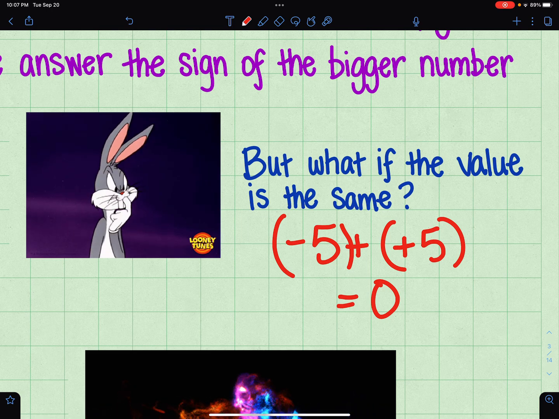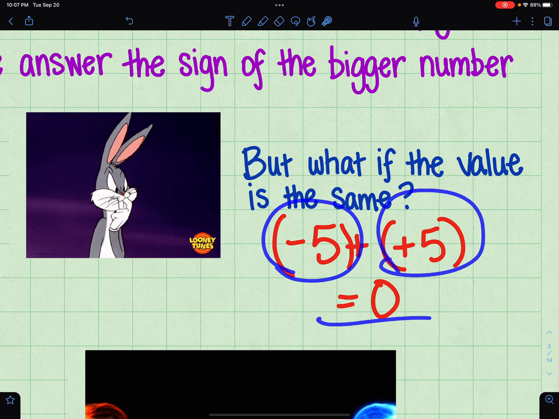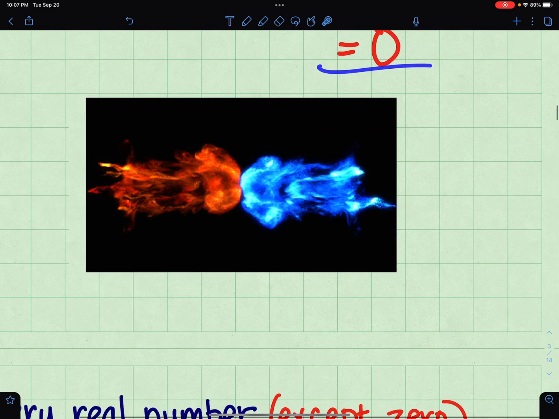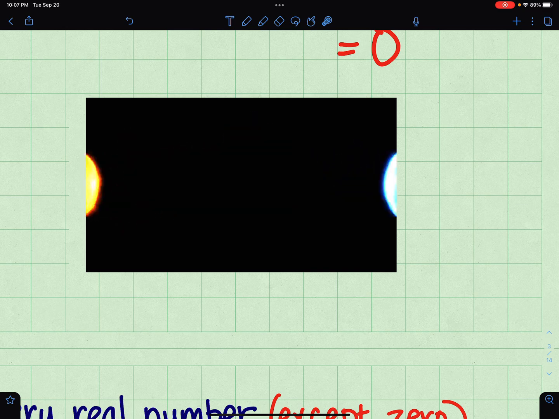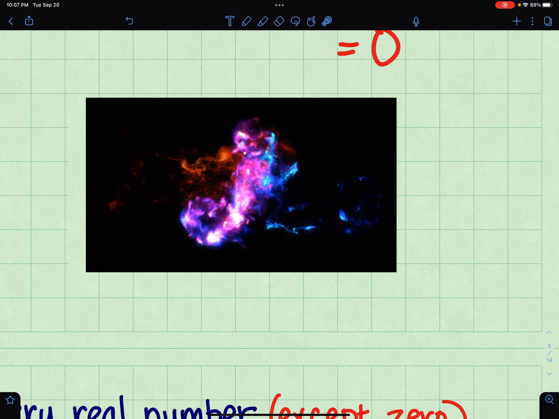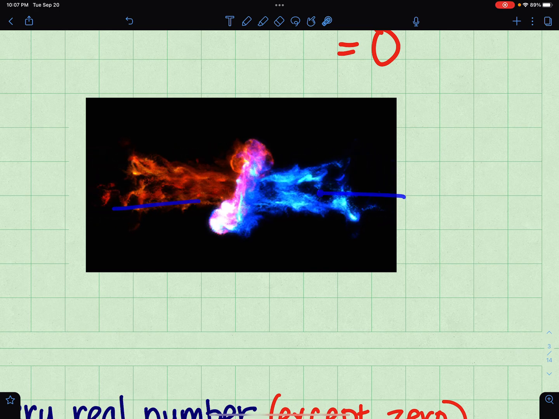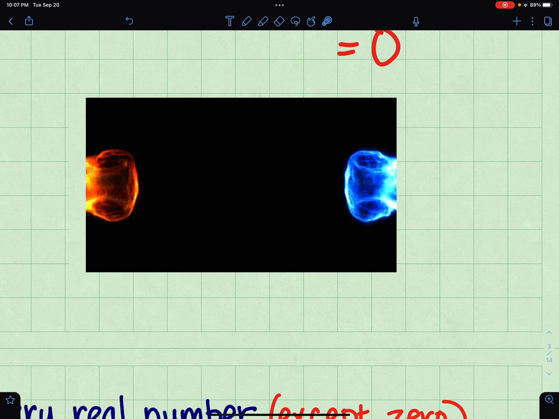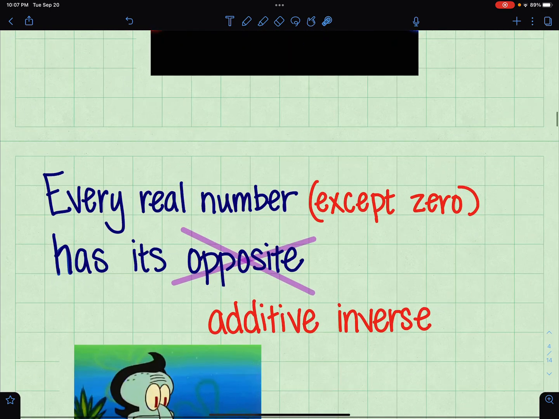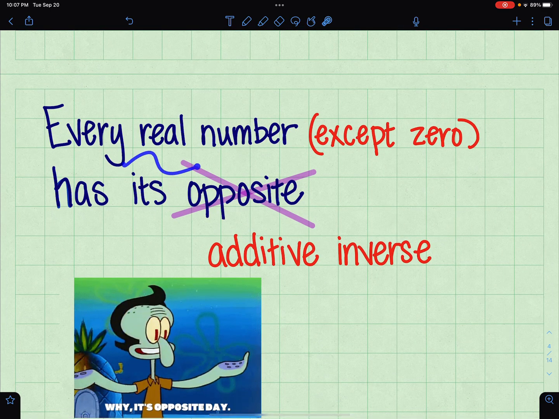So every number has its opposite. When you add the opposites together, you get 0. Let me say that again. Every real number has its opposite. That's why, because look at the red and the, like, they just come together and make nothing. It's zero. Okay, I'm going to say that one more time. Every real number, except zero, because zero doesn't really have an opposite. It's just zero. Every real number has its opposite.